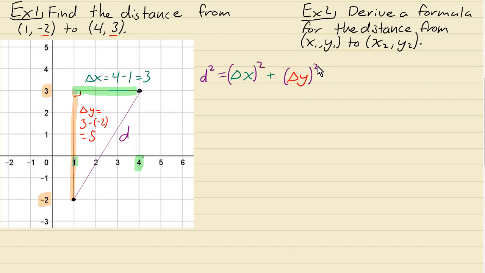And just like with the previous problems, if you actually want to find a formula for d, the distance itself, you could just write that as the distance is equal to the square root of all of this stuff. Because all we're doing is just taking the square root of both sides of an equation. And so you get that.